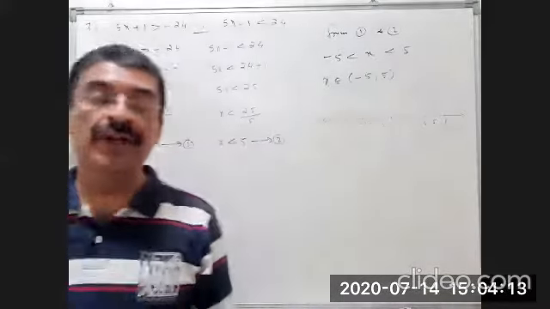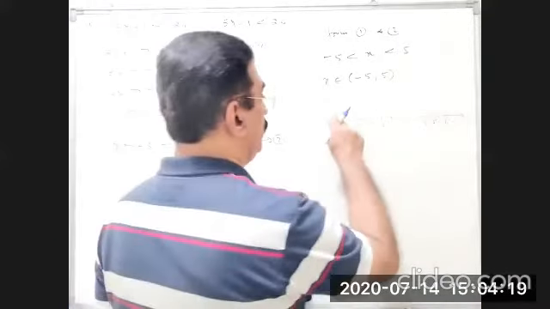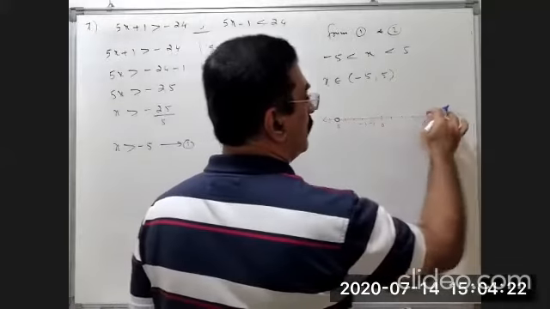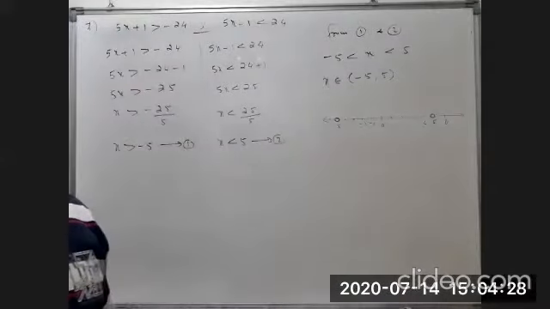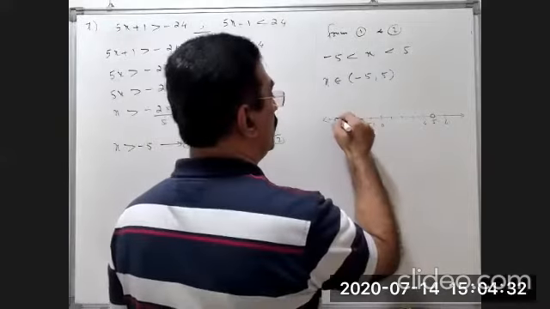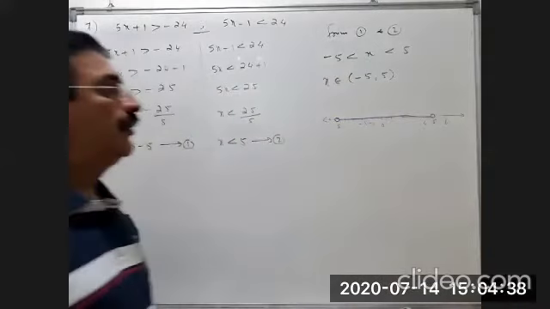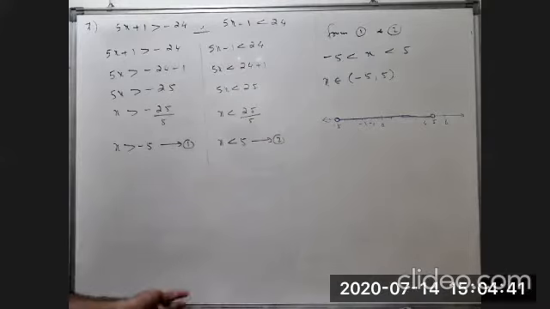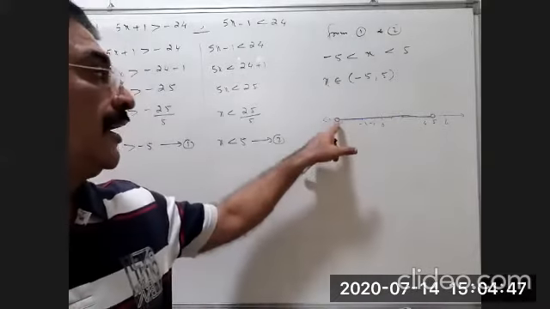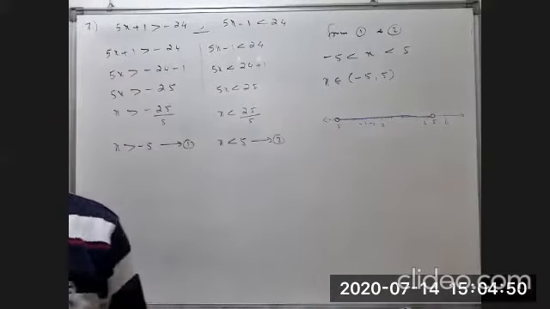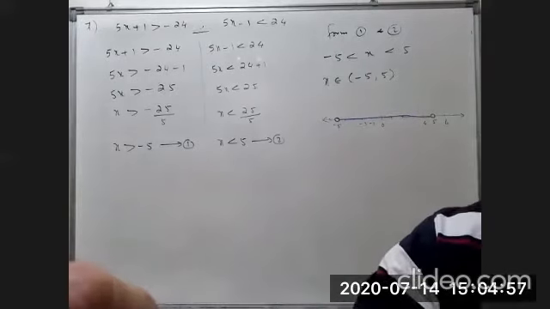Open interval minus 5 to 5. We learned in sets how to mark it on the number line. Open interval means we keep minus 5 and plus 5 open, meaning open circles. We will not fill inside. We keep open circles, and the region between them is our solution on the number line. If it is a closed interval, minus 5 less than or equal to, in that case we will shade inside the circle. We will fill that circle. Otherwise, we will keep it open. Open means without filling inside.